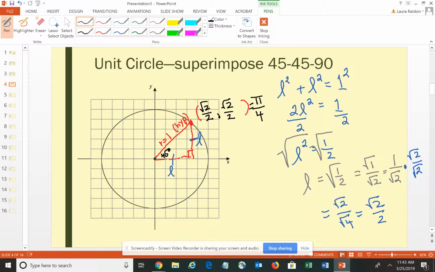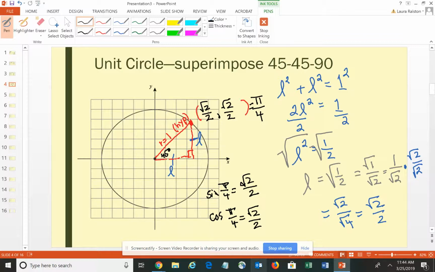So for pi fourths, the corresponding ordered pair, or if you think about it in terms of sine and cosine, we're saying that the sine of pi fourths is square root 2 over 2, and the cosine of pi fourths is also square root 2 over 2. Notice it's the same value because the two legs or the two lengths are the same size in the triangle.